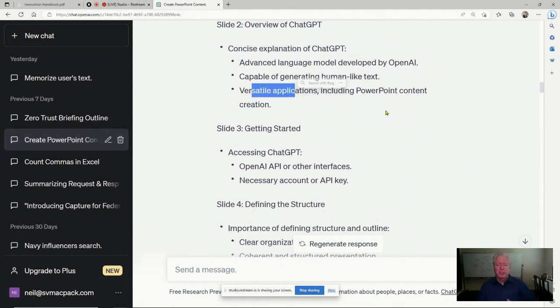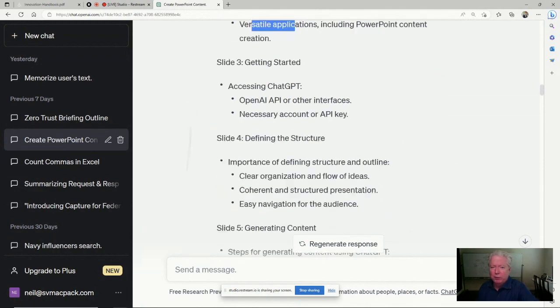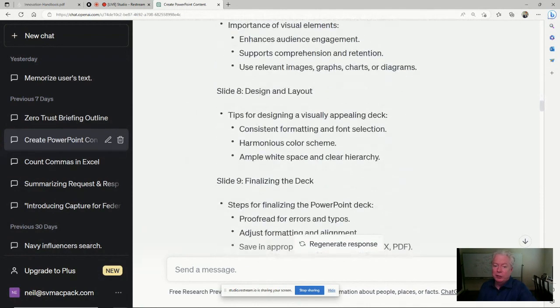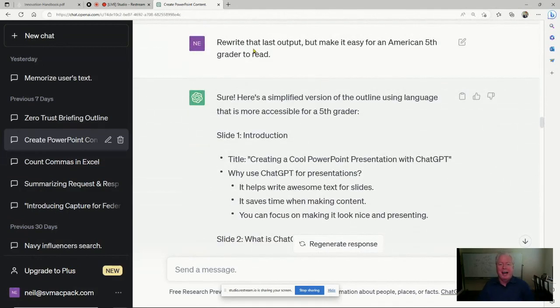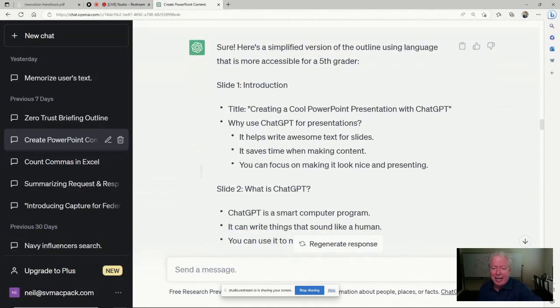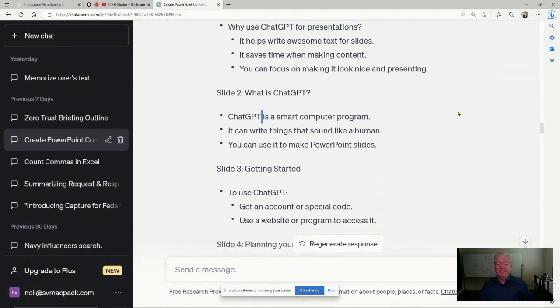Versatile applications, including PowerPoint content creation. Remember this and see what the rewrite did. All I said was, could you write it like a 5th grader for me? And apparently I'm at a 5th grade level. I like that, right? And so what it came back with was, instead of it's an AI thing, it just says it's a smart computer program. It can write things that sound like a human, and you can use it to make PowerPoint slides.